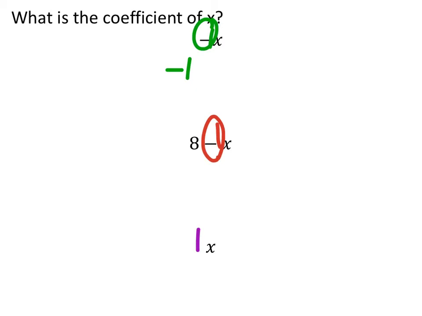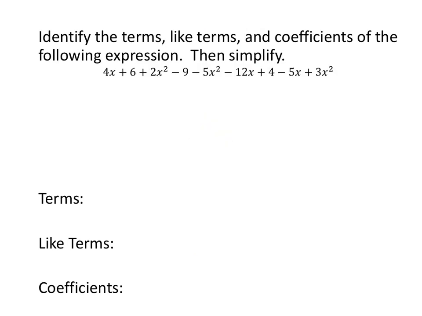And if you need to see that phantom 1, use it and draw it in when you're doing these types of problems, because the coefficient of 1, which is sometimes a phantom 1, is actually pretty crucial when we start combining these types of like terms. So here's the large expression. It's pretty big, and we're asking for all the terms, like terms, and coefficients.